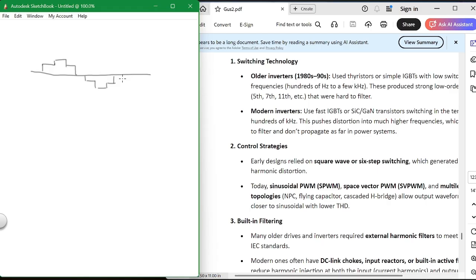Trying to build a sine wave out of square waves, okay? That did not work very well, and that caused all kinds of heat-related problems with motors. And that's why they didn't last very long. Okay, so that was the old style.